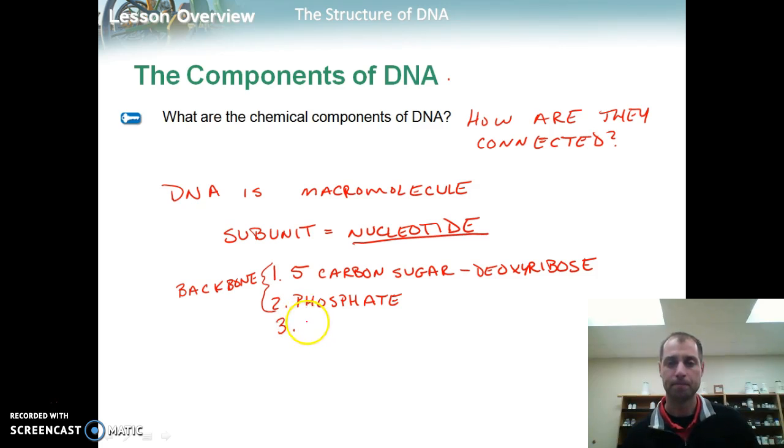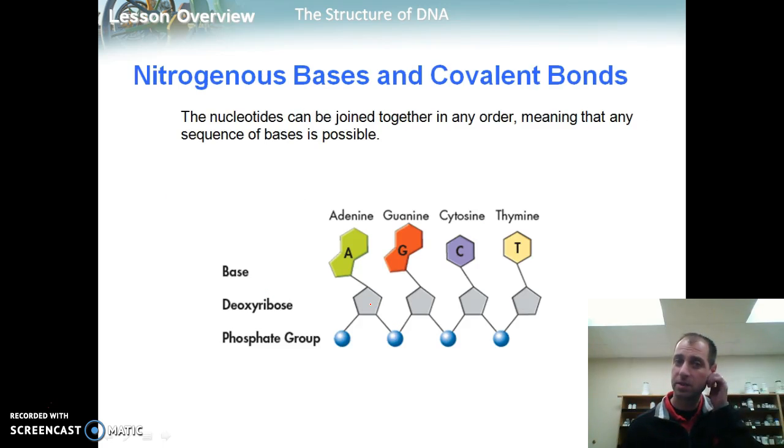The last part is kind of what will be the rungs of the ladder. Each nucleotide is going to contain one nitrogenous base. And there's 4 types of nitrogenous bases that we can have. We can have adenine, thymine, cytosine, or guanine. So let's take a look. Each nucleotide is going to have one deoxyribose sugar, a 5-carbon sugar, a phosphate group, and a nitrogenous base, either adenine, guanine, cytosine, or thymine.